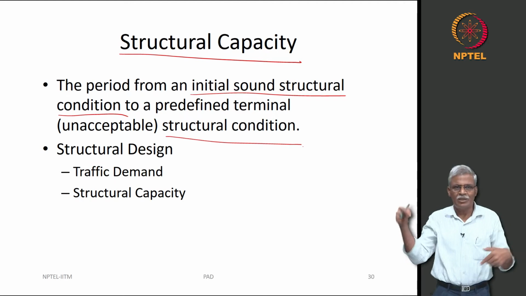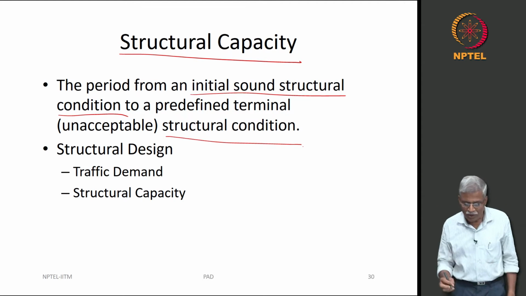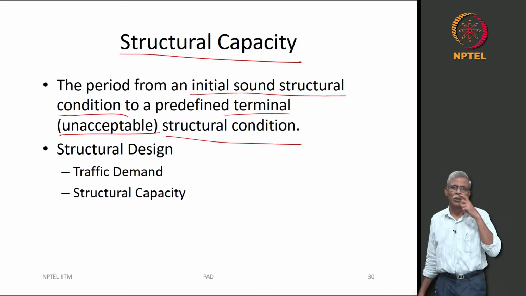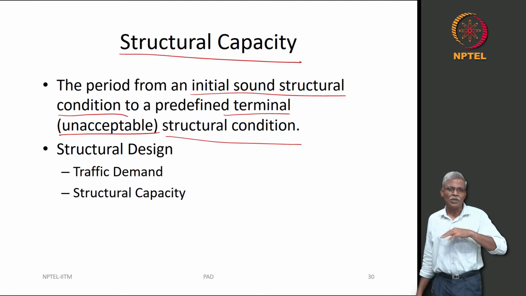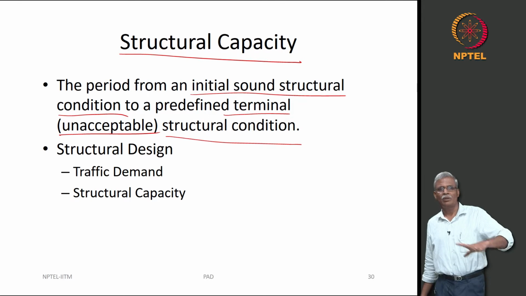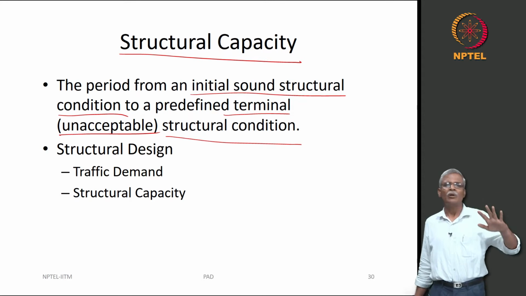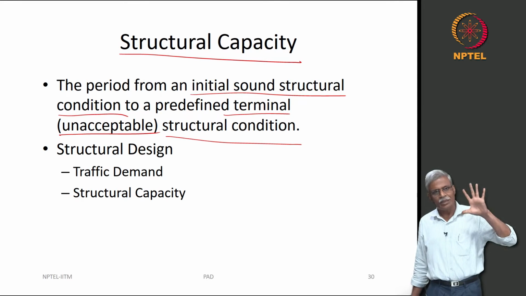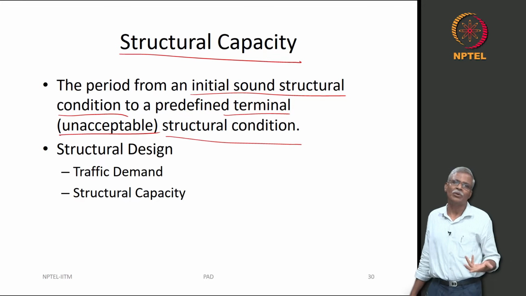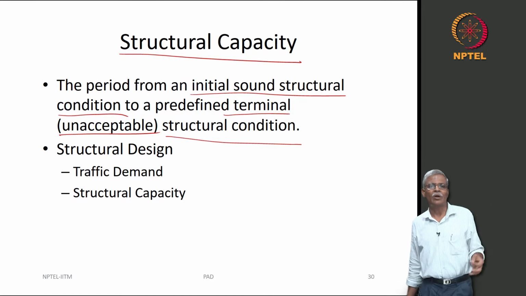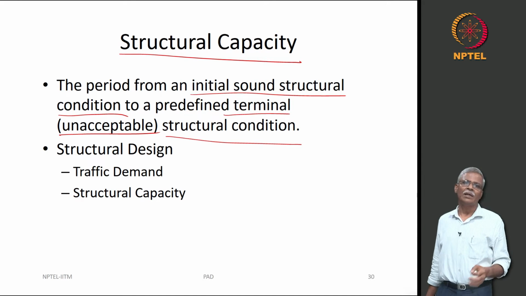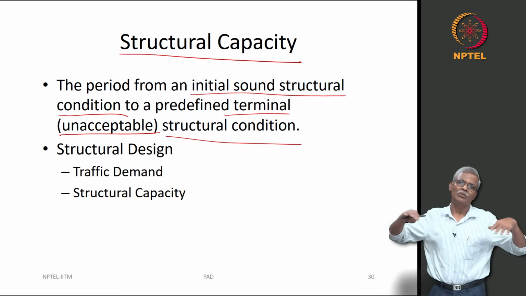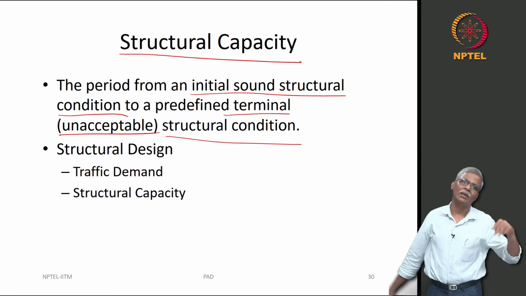Now, with that context, put this in practice. What is really called the predefined terminal, or what is called the unacceptable structural condition? You see a road which you think is motorable, but when you are trying to drive on top of it at, let us say, 60 km/h, the geometric design says that you can drive at 60 km/h, but you are not able to drive on top of it. You can call that an unacceptable condition, in which case its structural capacity, you can think of it in terms of reaching its terminal condition.